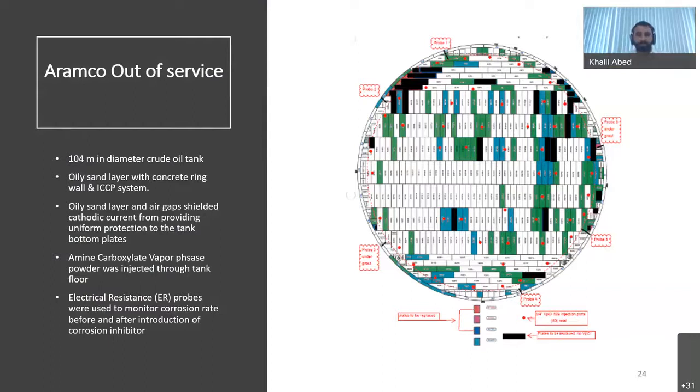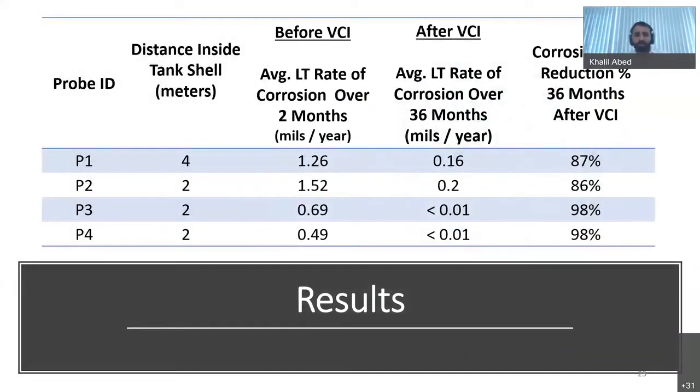It was taken out of service in 2010. You can see the result of the MFL floor scan showing areas with high metal loss reduction. Probes were installed around the tank about 60 days before injection, and then vapor phase corrosion inhibitor powder was injected through the temporary injection ports, and then the corrosion rate was monitored for 36 months.